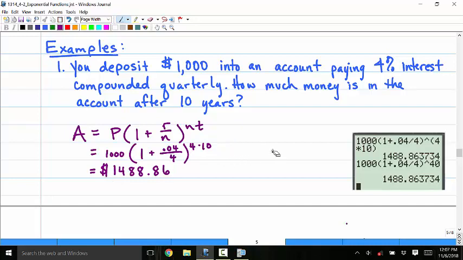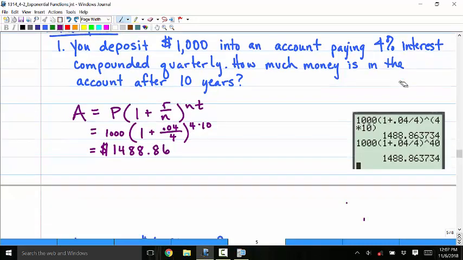Now, here's my question. Do many savings accounts pay 4%? No. They pay like 0.2%. This would be a great return. Good luck. Anyway. All right, number 2.